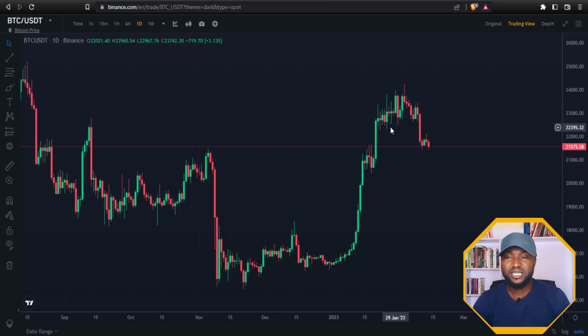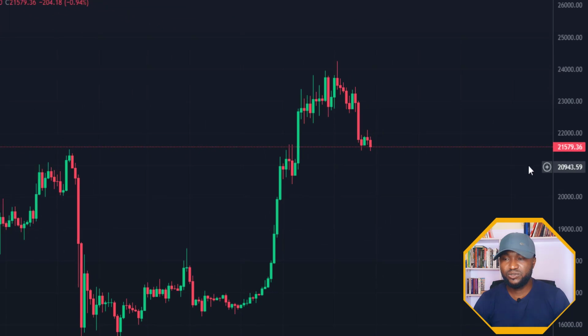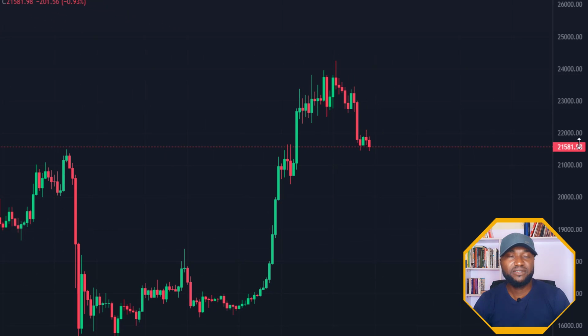Now right here, you will look at this, the price of BTC currently is, look at the price, 21,580 something dollar at the current moment. Okay, so look at what it means to buy on a spot trading platform. If you come here, let's assume I'm buying at this point. Let me take my horizontal line.